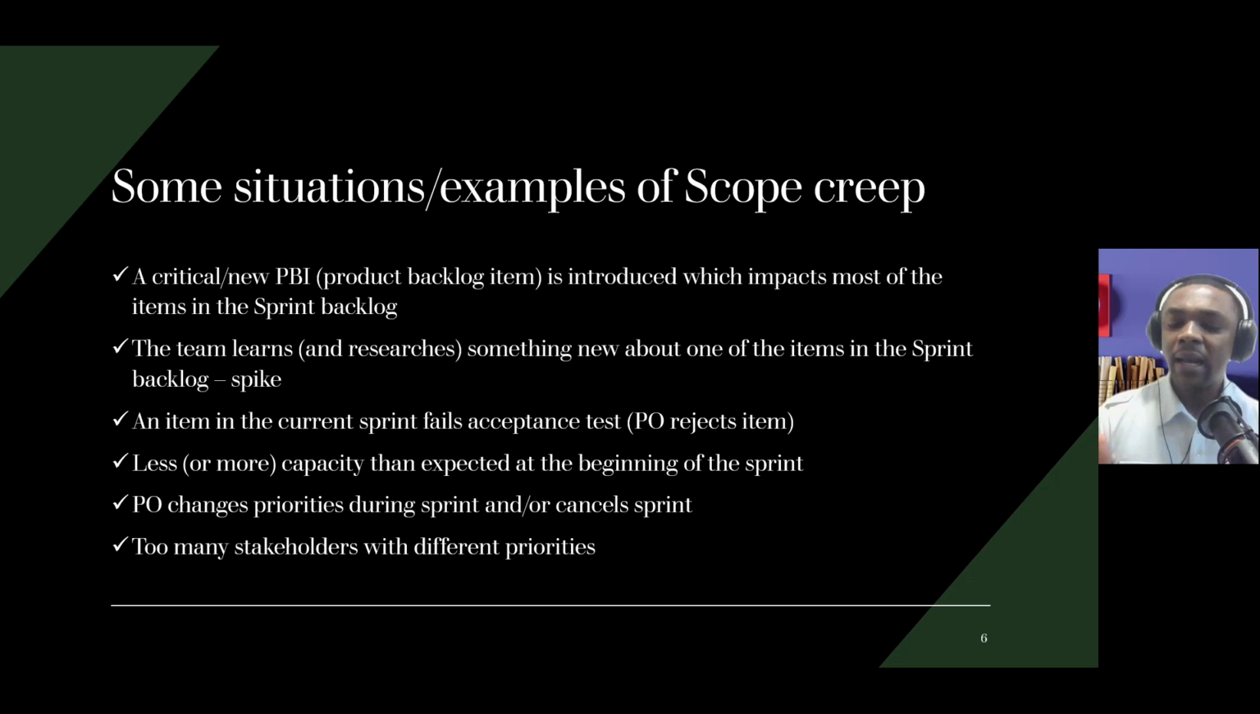When an item fails the acceptance test, the PO could also reject that item. In other words, there has to be a new item to replace the item that failed the acceptance test. Having less capacity than planned could also be another scenario that introduces scope creep. Another is when you have too many stakeholders who have different priorities.